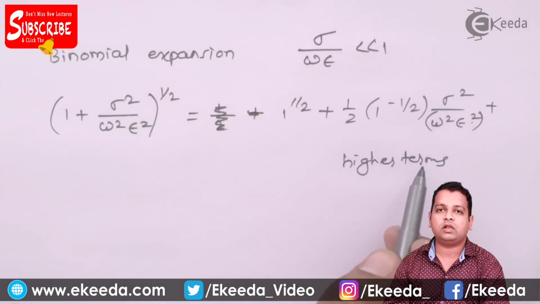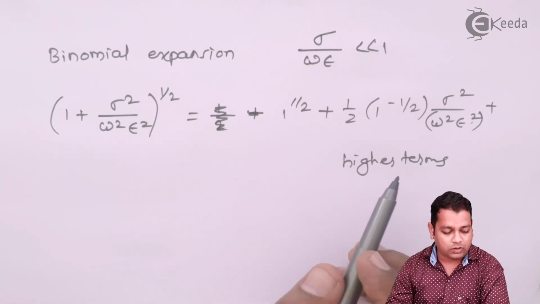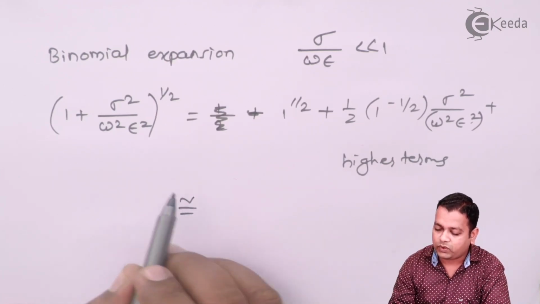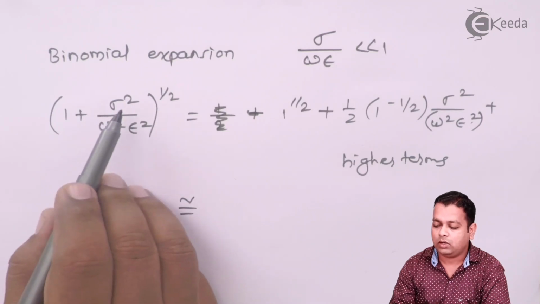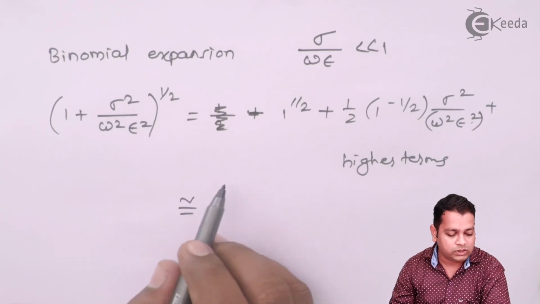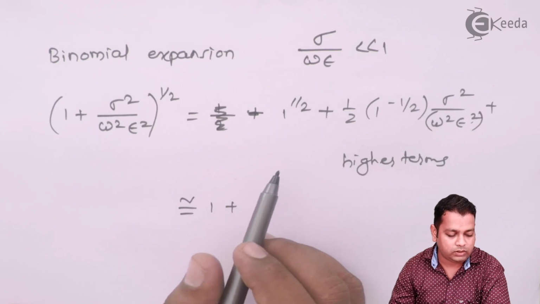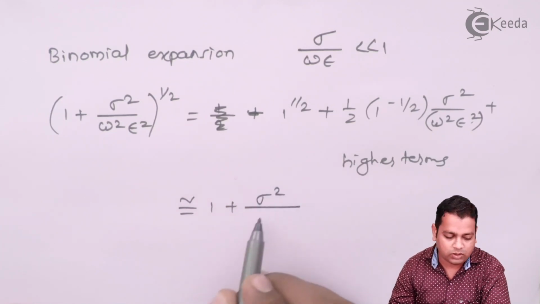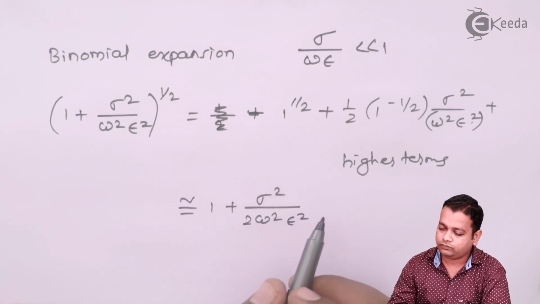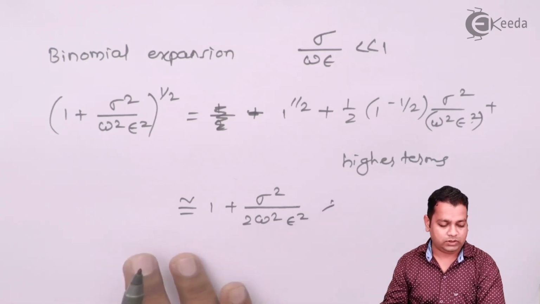In the higher terms, we shall have the cubes, and the powers 4, 5 and so on. Therefore, we have to neglect all the higher terms, and this square root, that is 1 plus sigma square upon omega square epsilon square to the power 1 by 2, we shall approximate to 1 to the power 1 by 2, which is 1, plus sigma square upon twice omega square epsilon square. So 1 upon 2 is multiplied here, neglecting the higher terms.